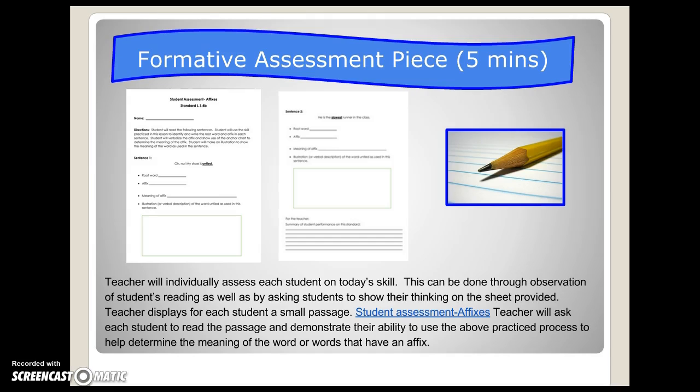The teacher displays for each student a small passage. The teacher would ask each student to read the passage and demonstrate their ability to use the above practice process to help determine the meaning of the word or words that have an affix. On this slide you will find this assessment.